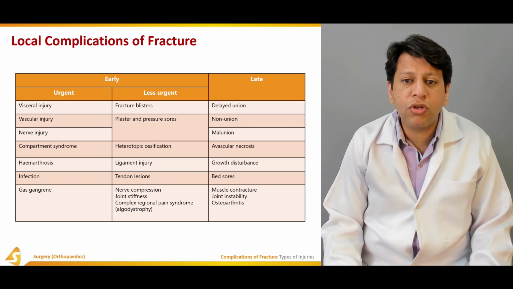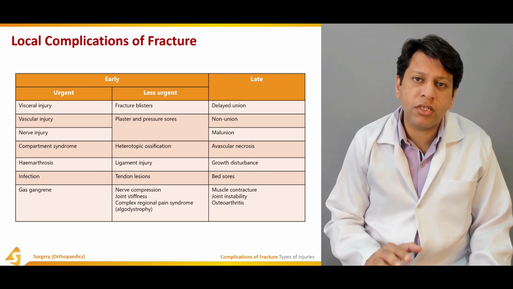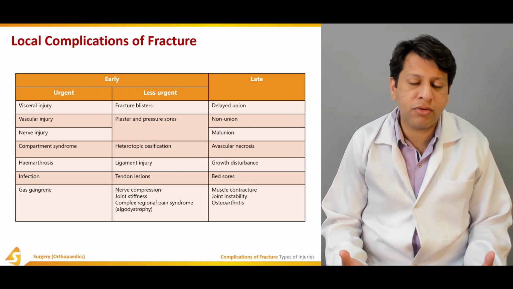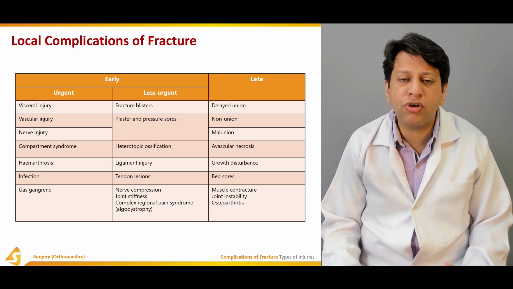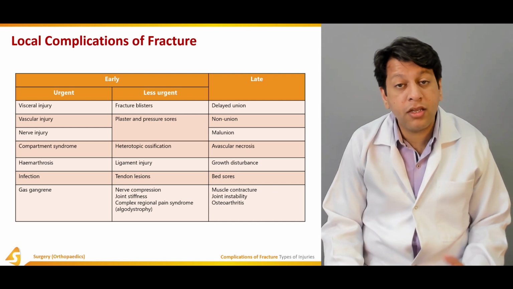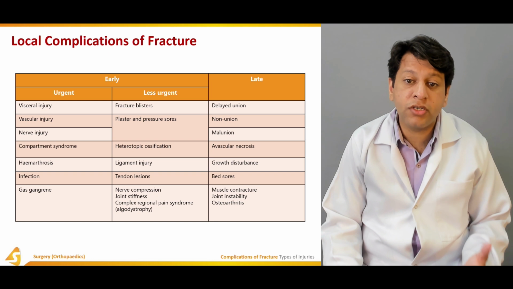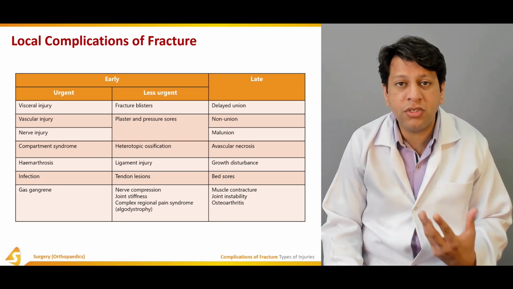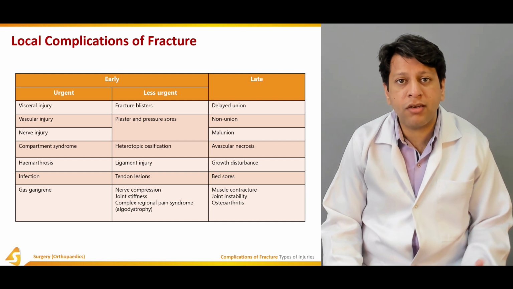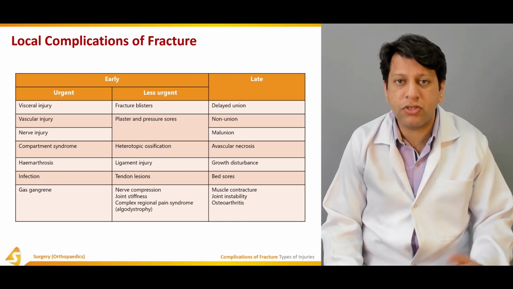Now, coming to the local complications, for example, when the patient has upper limb or lower limb fractures. What could be associated with that? It could be early and late. Early is actually further divided into urgent and less urgent. Urgent means you need to do something about them. You cannot just wait for weeks or months and eventually expect it to heal.